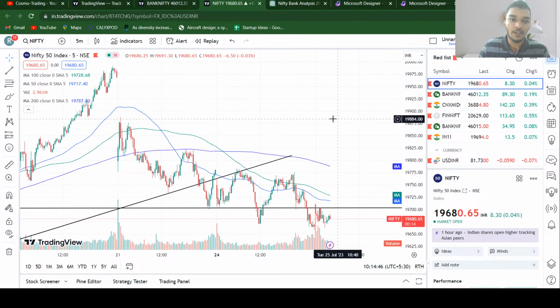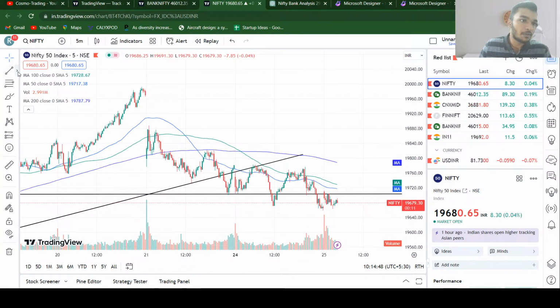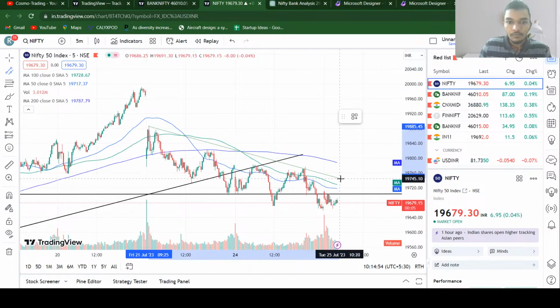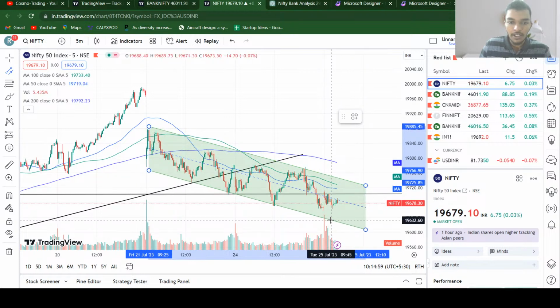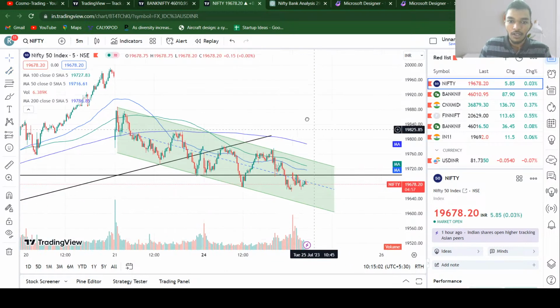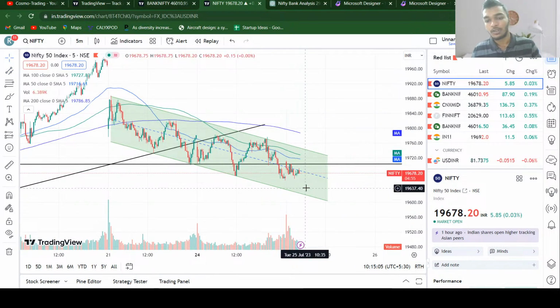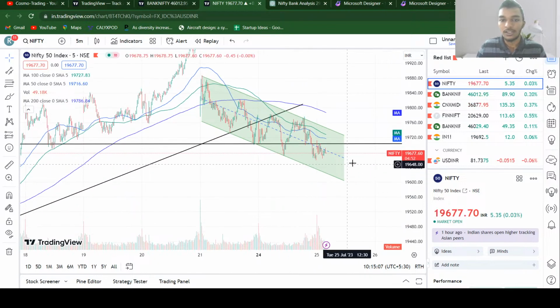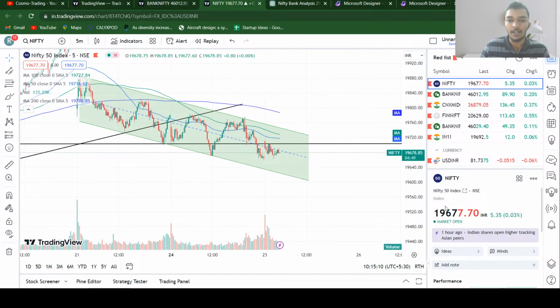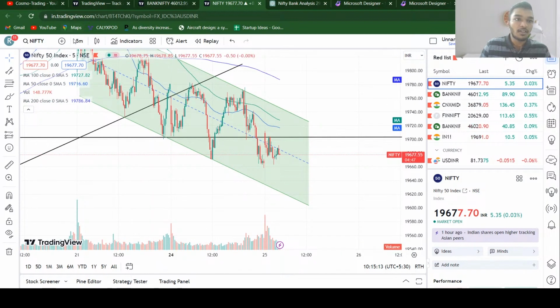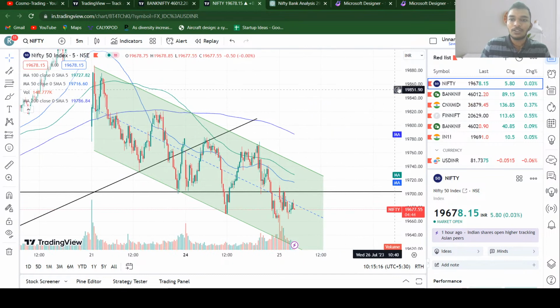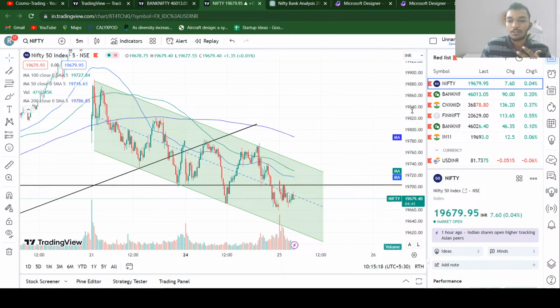I also feel that Nifty is in a parallel channel. Let me draw the parallel channel. So this is the parallel channel in which we are on Nifty right now. Once this parallel channel gets broken, then we may see lower levels, 19,500 levels and 19,300 levels, because that is the strong support trend line where Nifty should go if the results come too bad.